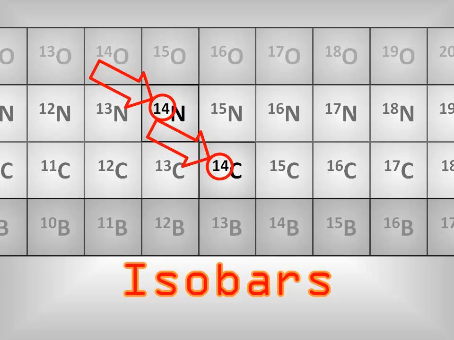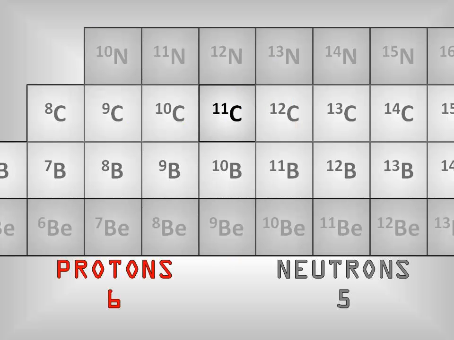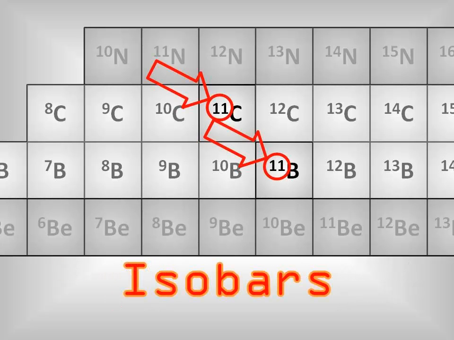A similar situation happens to proton-rich nuclei. An atom may undergo beta plus decay, causing a proton to become a neutron and emitting a positron, which is essentially an electron with a positive charge, and an electron neutrino. As an example, carbon-11 that undergoes beta plus decay becomes boron-11. These two nuclei are isobars, as they both have the same number of nucleons.